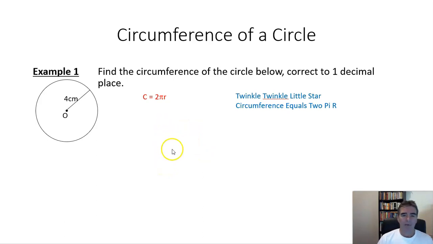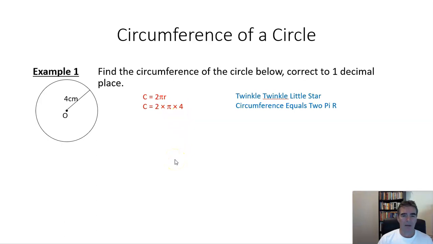And once we've written our rule, then we substitute in what we know. So we know the radius is 4 centimeters. So let's put that in. Now, when I do my substitution, I like to put in any of the signs that are missing from our expression. So I put my 2 times pi times 4, and that's what we'll press on our calculator.